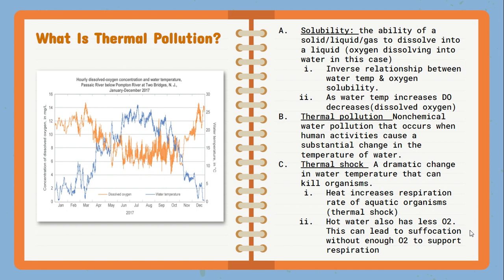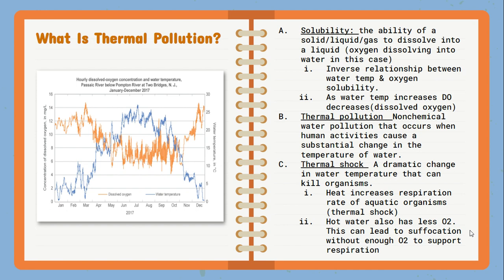So with thermal pollution, we see that this is a form of non-chemical water pollution driven by human activities that change the temperature of the water, which has the ability to change how much DO is available in that water. What this can then cause to organisms that reside in that local waterway is thermal shock. This is a dramatic change in water temperature that has the ability to kill those organisms.